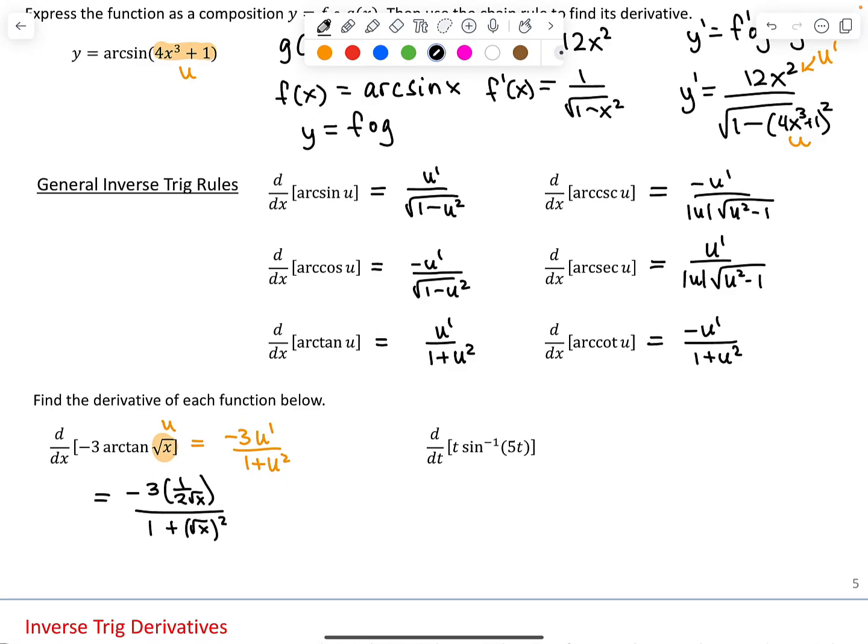Well, simplifying this complex fraction, you can multiply the top and bottom by 2 rad x. We have negative 3 over 2 rad x times just 1 plus x. And here's a nice simplified version of our derivative. That's not a complex fraction.